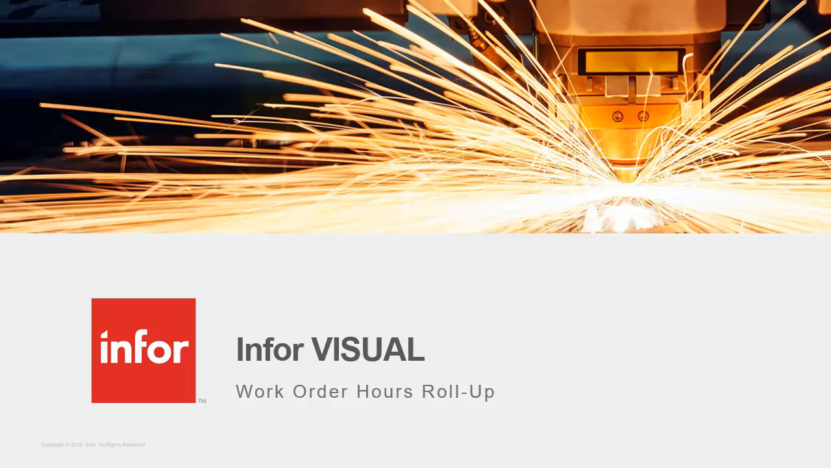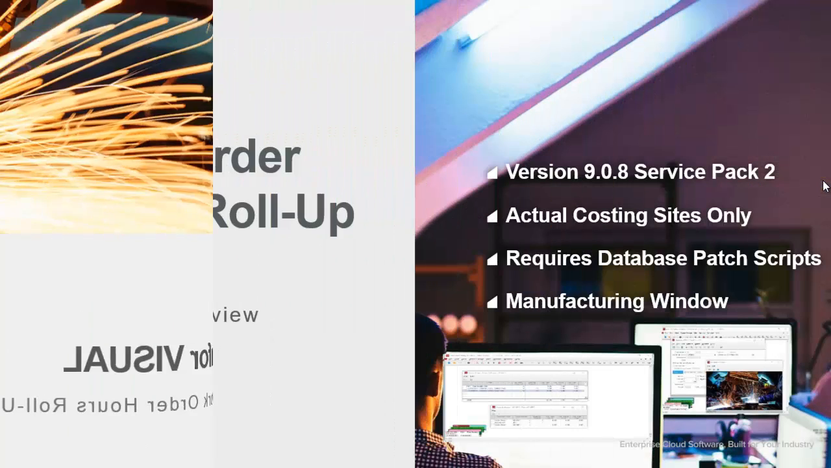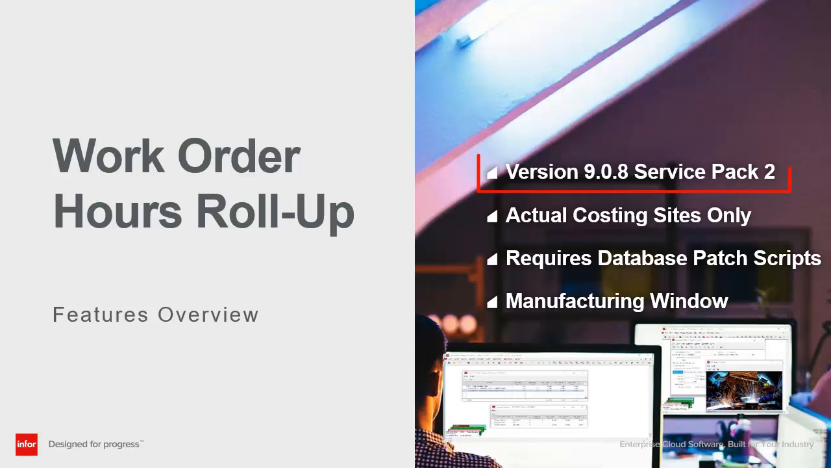The following is Infor Visual, Work Order Hours Rollup. The Hours Rollup functionality was completed in version 9.0.8 Service Pack 2. The enhancement is for actual costing sites only and requires database patch scripts to be applied. The functionality exists in the manufacturing window. Let's begin the features overview.